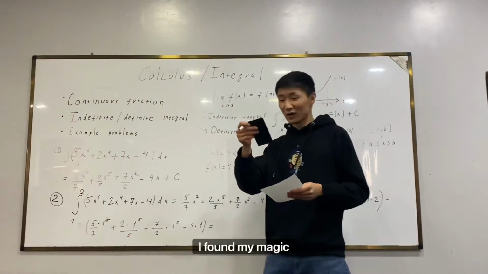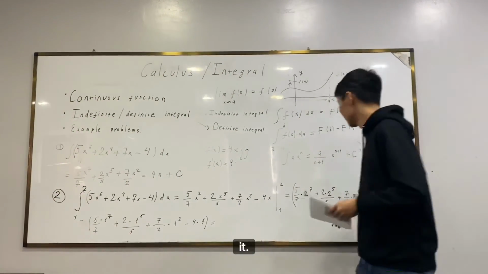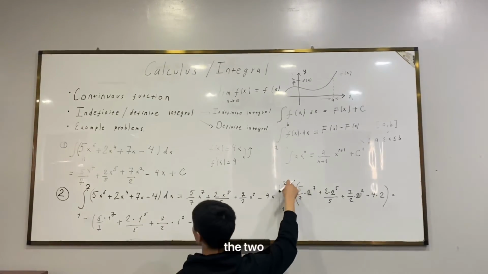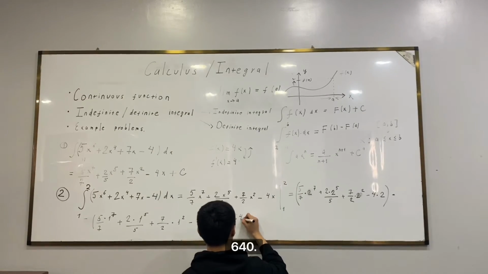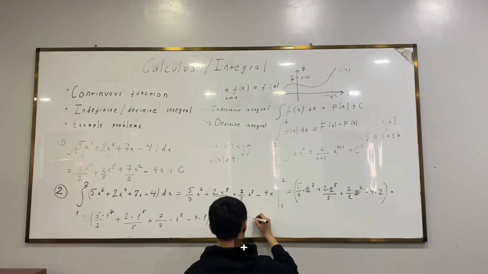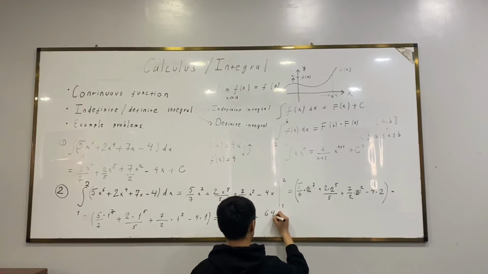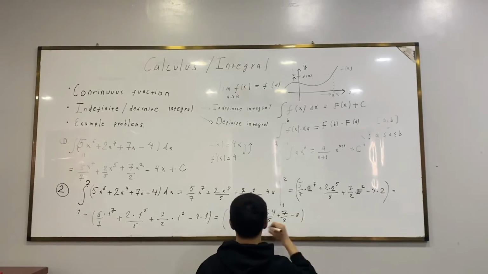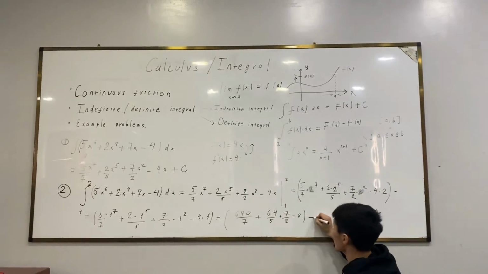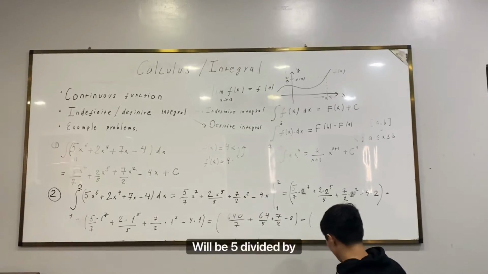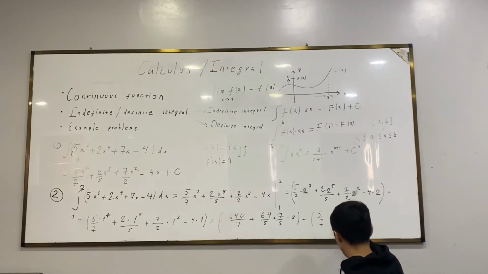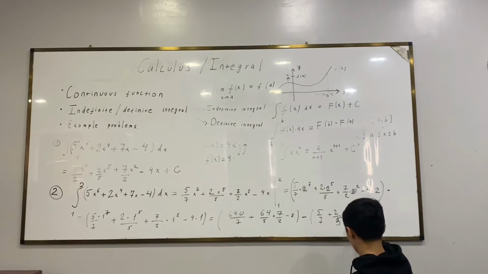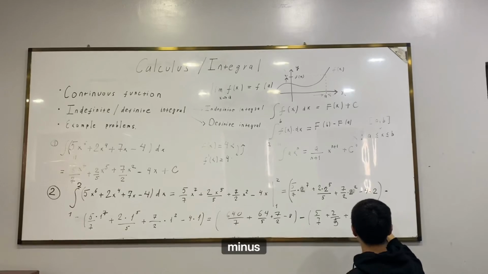Okay, hey guys, I found my magic calculator. So now let's calculate it. The first F of b equation, when we apply 2, will be 640 divided by 7, plus 64 divided by 5, plus 7 divided by 2, minus 8. And now the second F, when we apply 1, will be 5 divided by 7 plus 2 divided by 5, plus 7 divided by 2, minus 4.